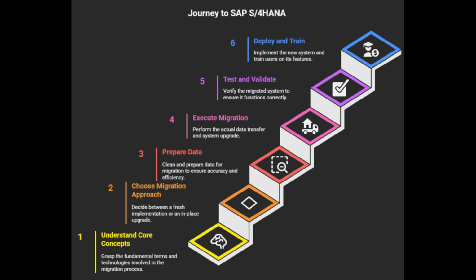Each one fits different strategic needs. So the first one is new implementation. You'll often hear this called greenfield. It means exactly what it sounds like. A completely fresh, brand new installation of S/4HANA. Could be on-premise, could be cloud.